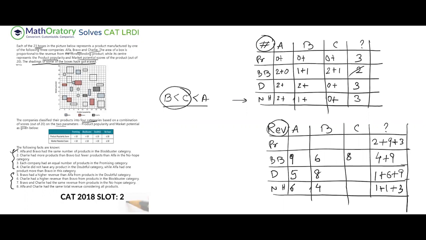So if Charlie has more than Bravo, Bravo is already 1, right? So Charlie has to have a minimum of 2 products. But if I give all the 3 products here, then Alpha gets nothing. So Alpha will be left with a total of 2 products. So this condition will fail. So the only way this can be justified is giving 2 products here and 1 product here. So this makes 0. Now you can see that this is automatically satisfying. So this is also done. So this point number 2 is done.